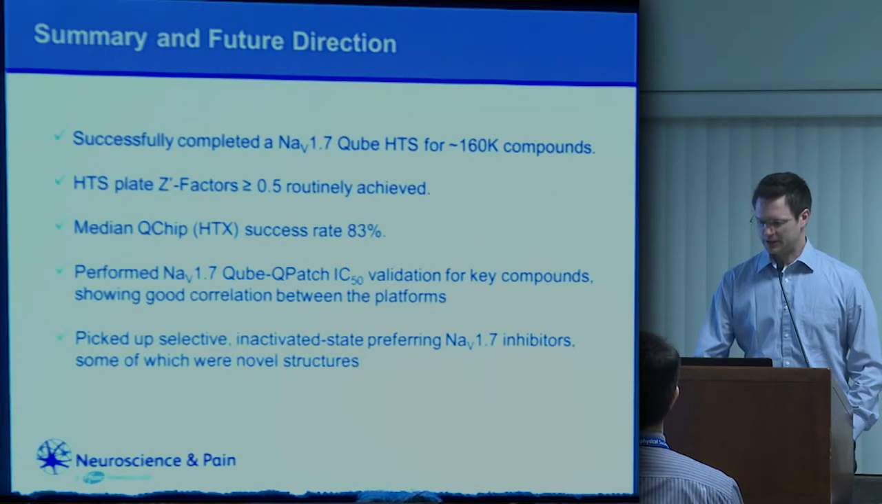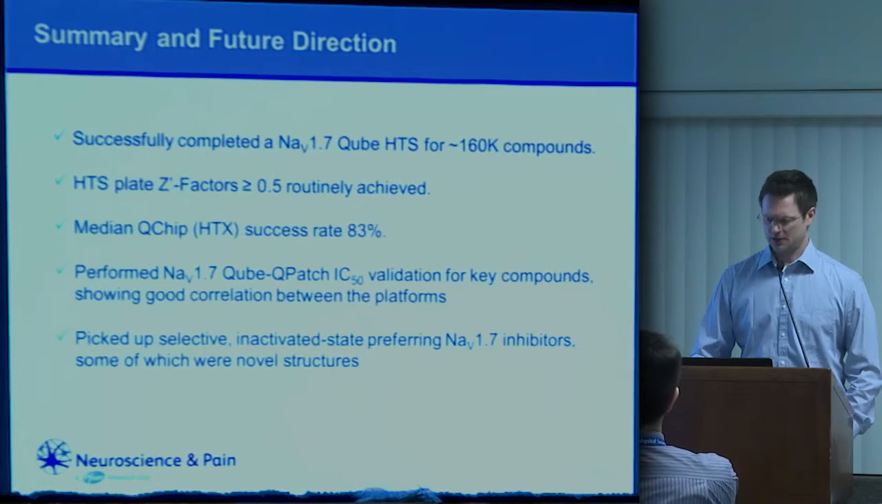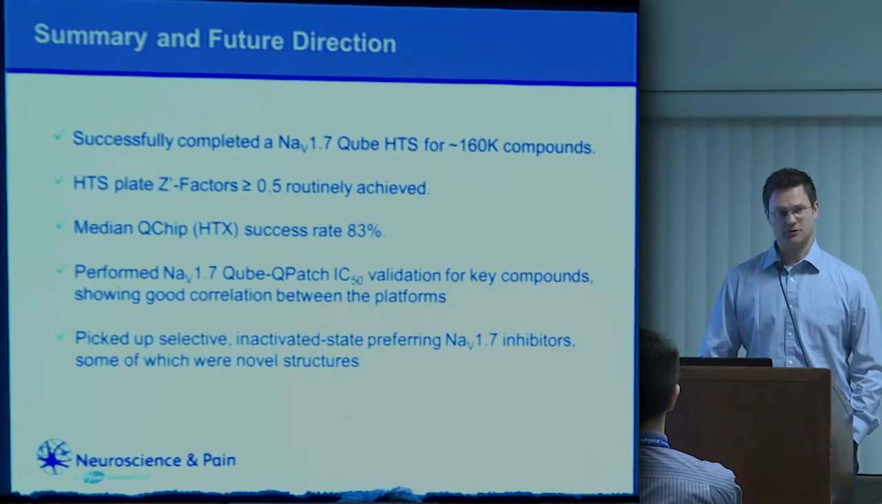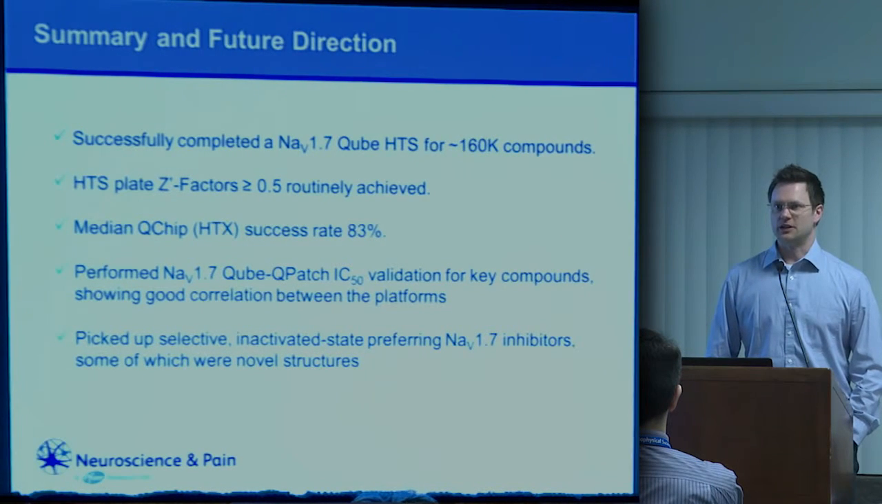So in summary, we completed HTS for about 200,000 compounds, generated data successfully for 160,000. Our Z prime factors for the HTS were well above the usually accepted 0.5 or 0.4. Our median success rate was 83% throughout, which can be considered fairly high for APC experiments. We did IC50 validation against the QPatch, and we were able to pick up selective inactivated state preferring Nav 1.7 compounds from our HTS. That were starting points for MedChem straight away.